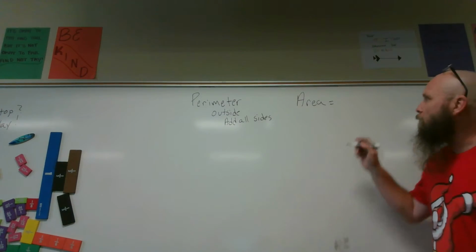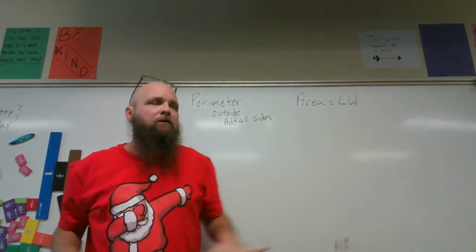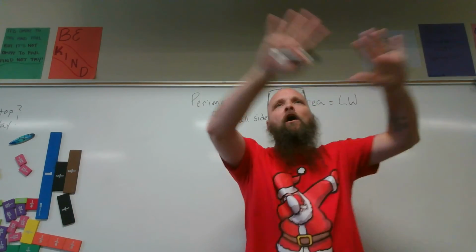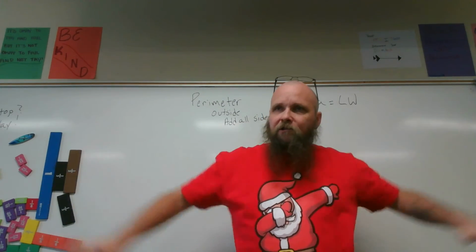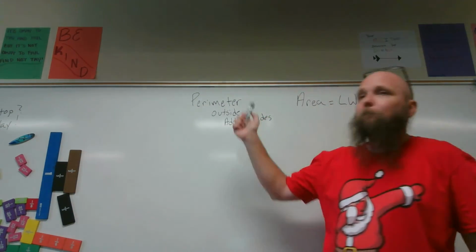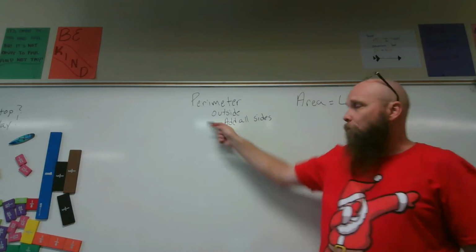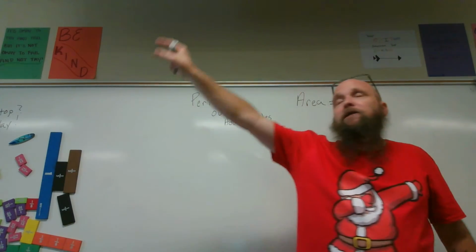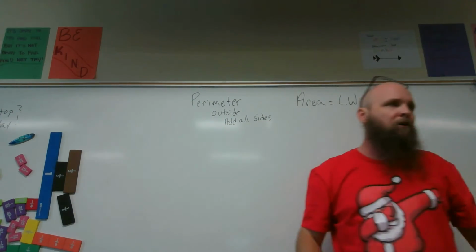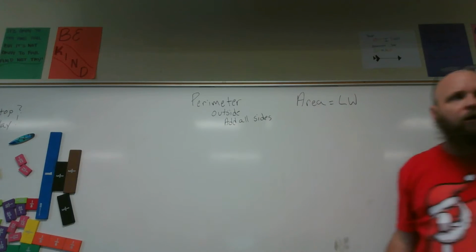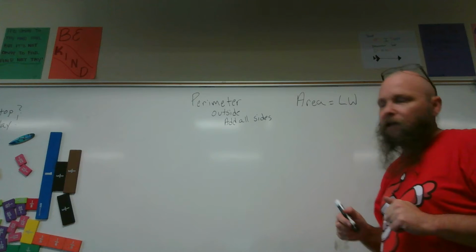Okay, so area is length times width, or area is how much space is covered. If you're painting a wall, you need to know the area of it. If you're carpeting the floor, you need to know the area. If you're putting a border around a bulletin board, you need to know the perimeter. If you're building a fence, that's perimeter. Perimeter we add all the sides, area is length times width.